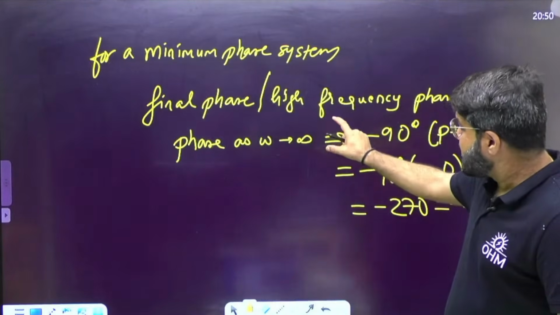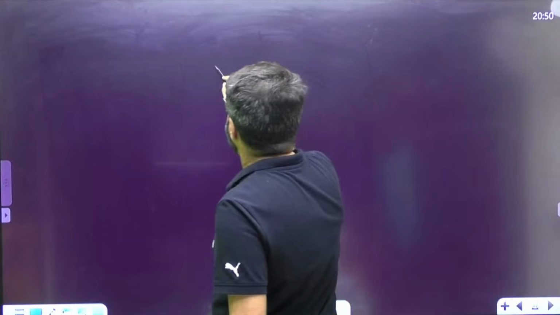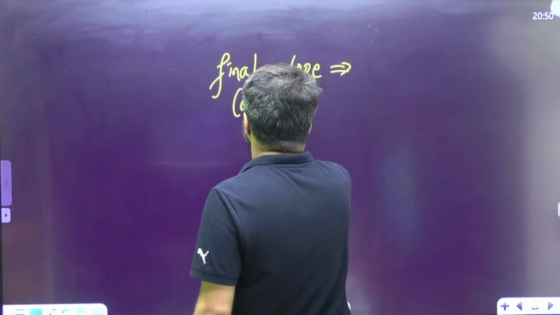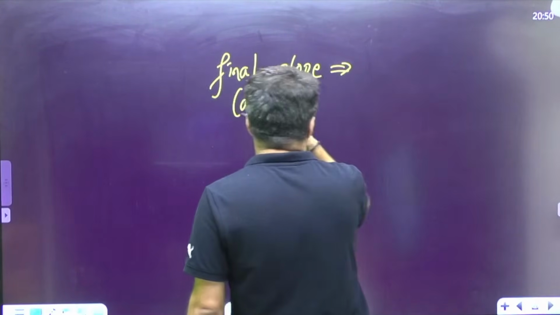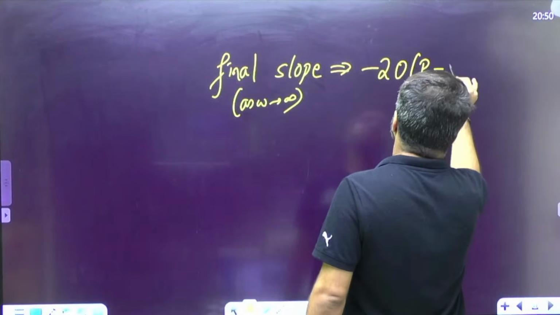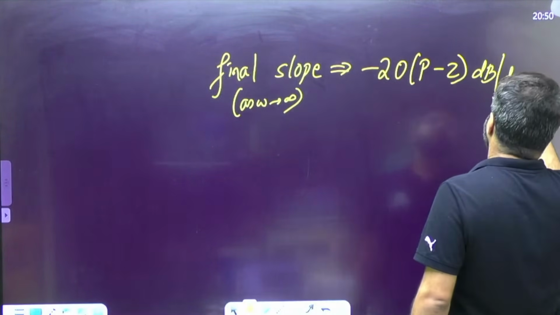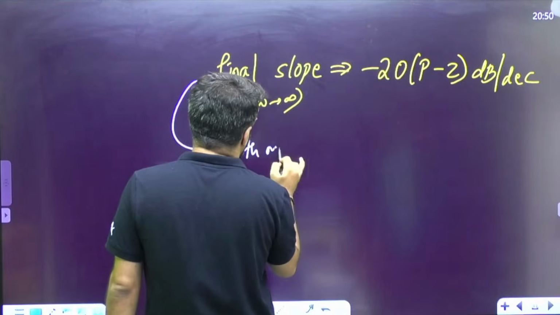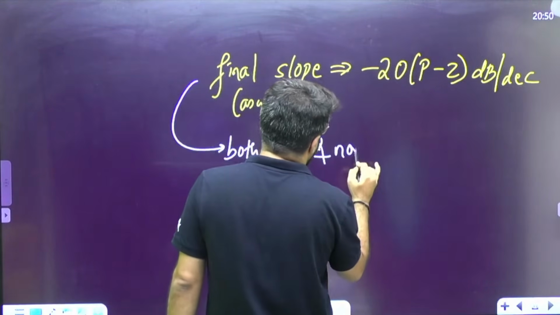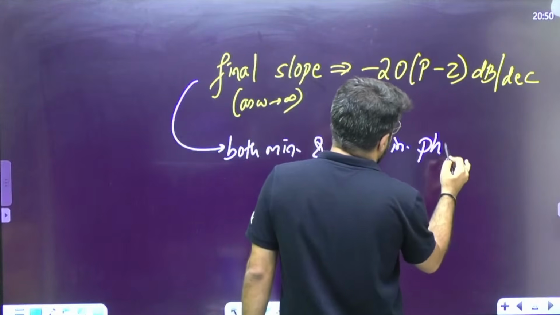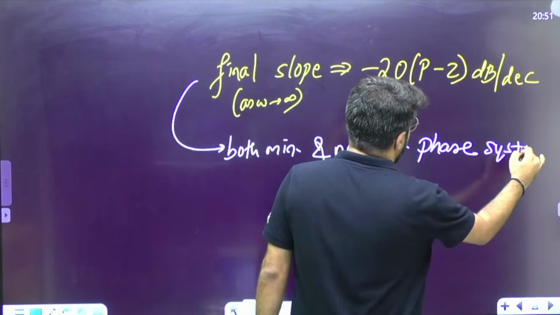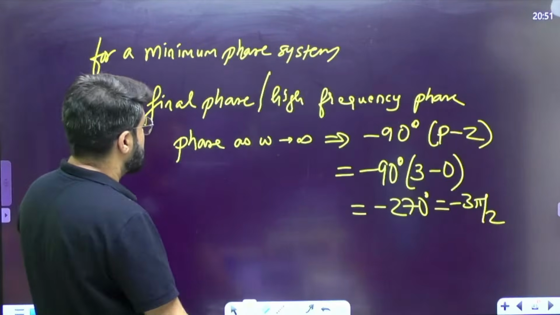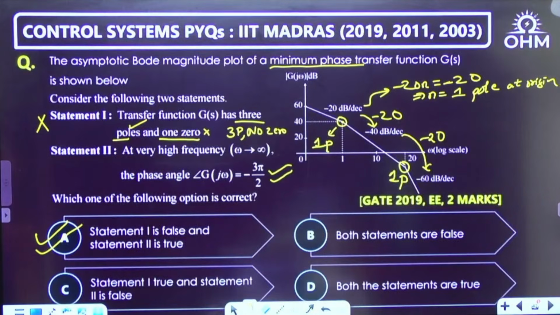Sometimes the questions are around the final phase. Similarly, questions can be made on the final slope. Final slope means, again, as omega tends to infinity, the high frequency slope. This is given by minus 20 into P minus Z decibel per decade. This formula is applicable for both minimum and non-minimum phase systems. So option A is correct for this one.